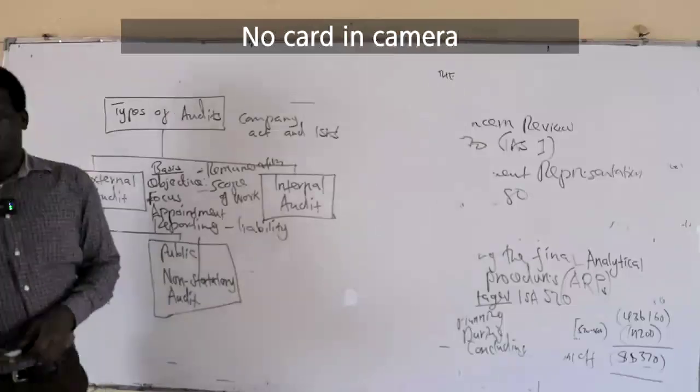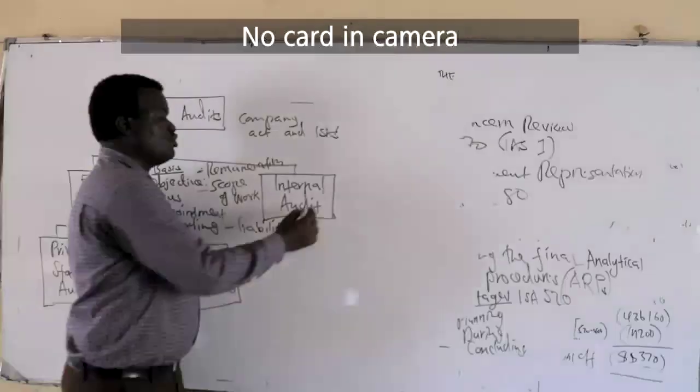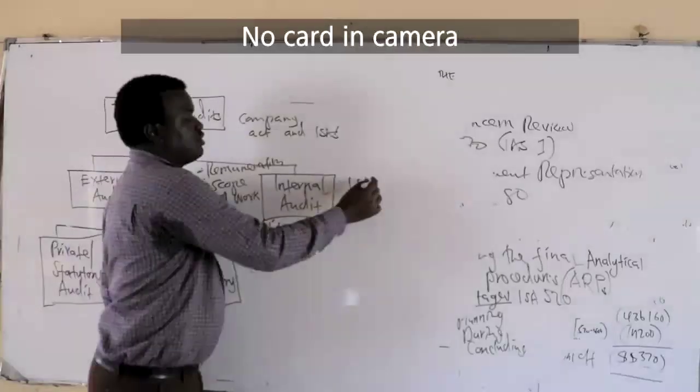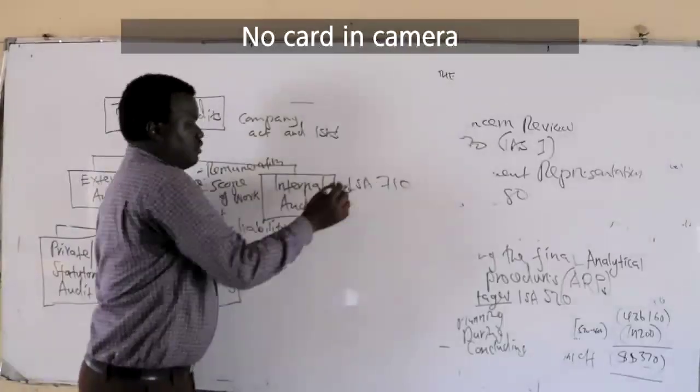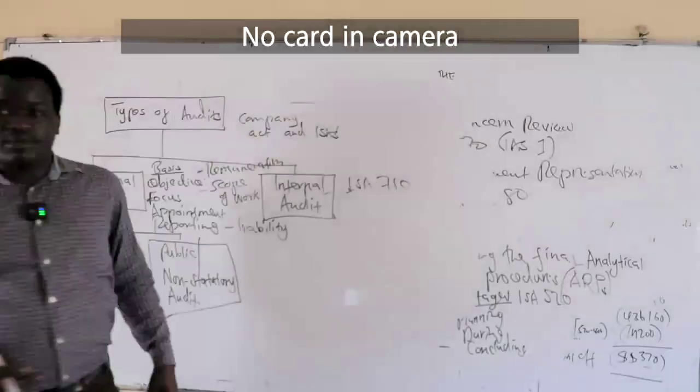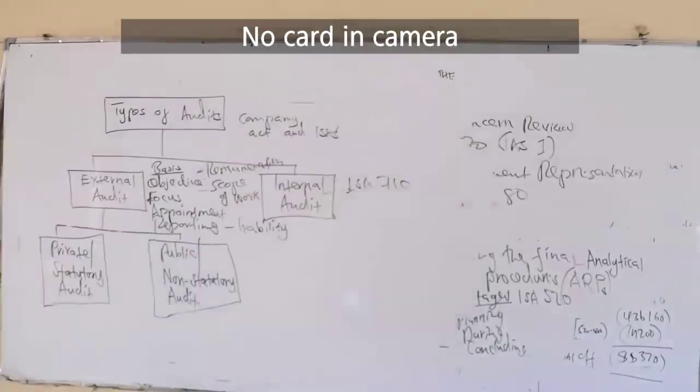Look at ISA 710. Much of the internal audit matters is covered in ISA 710, which deals with the internal auditor's functions.